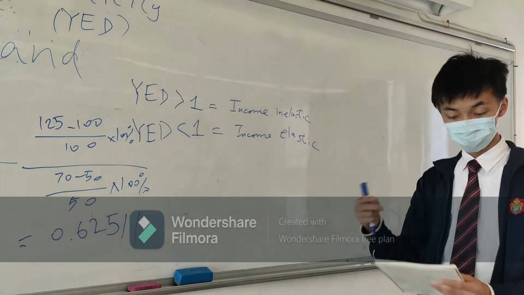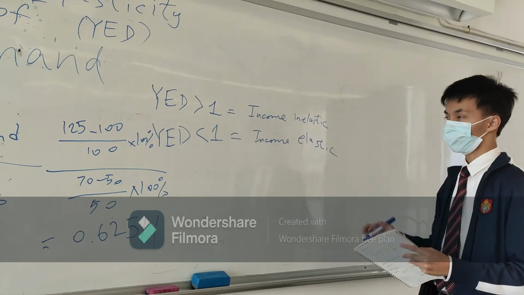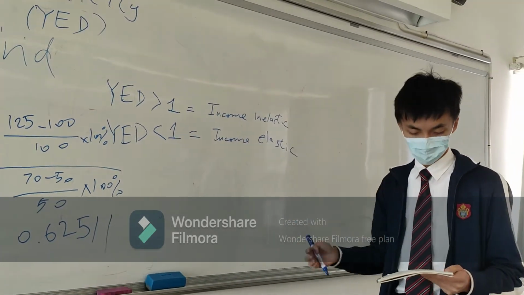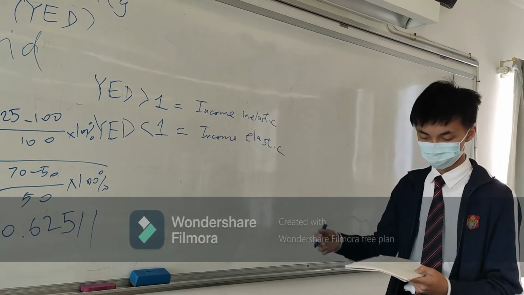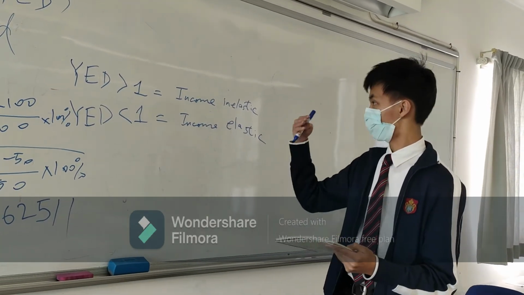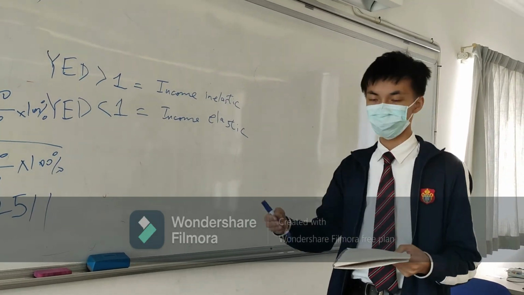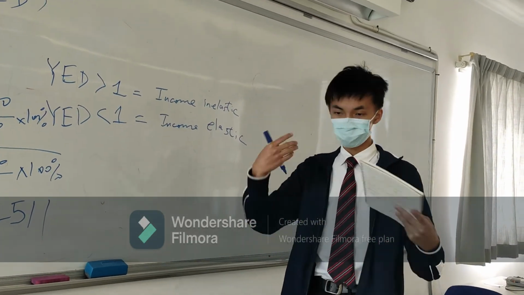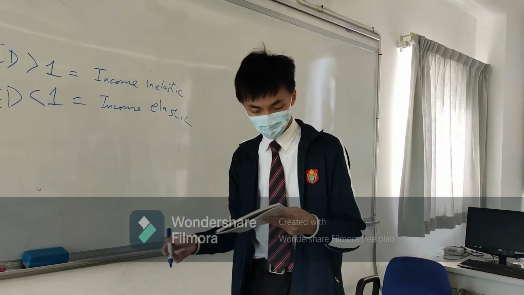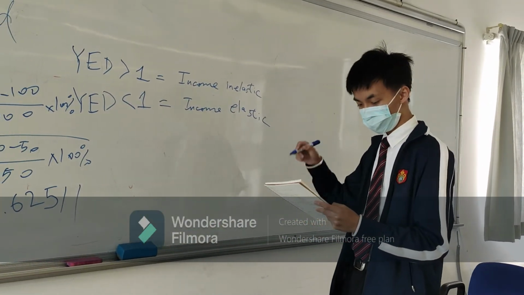Now I'll talk about the determinants of the YED. First of all, is it a necessity or is it a luxury? For example, food like apples and oranges, the YED is going to be less than 1. No matter how much their income is, since it's a necessity, if people don't buy food, they're going to starve, so they're going to buy it anyway. If income increases, they're going to buy more food.